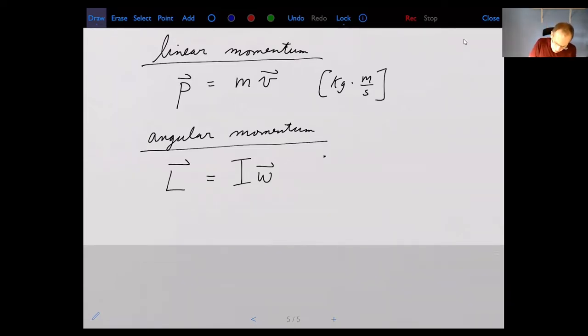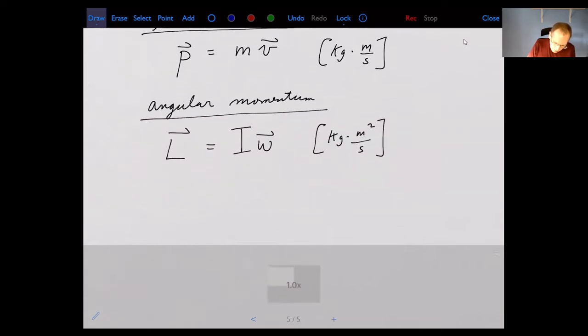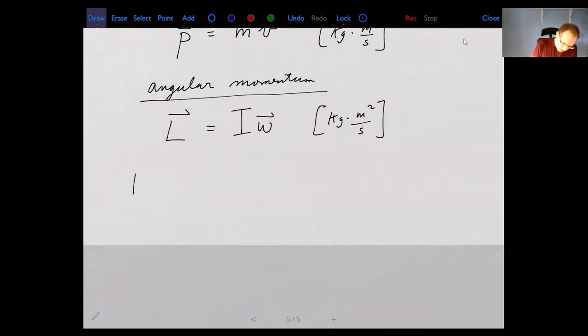And it has units of, actually it'll be kilograms times, let's see, meters squared per second. Okay, now we talked about conservation of linear momentum in the first semester. So remember, one way of writing Newton's second law in terms of linear momentum, we could say the net force was equal to the time rate of change of the total linear momentum.